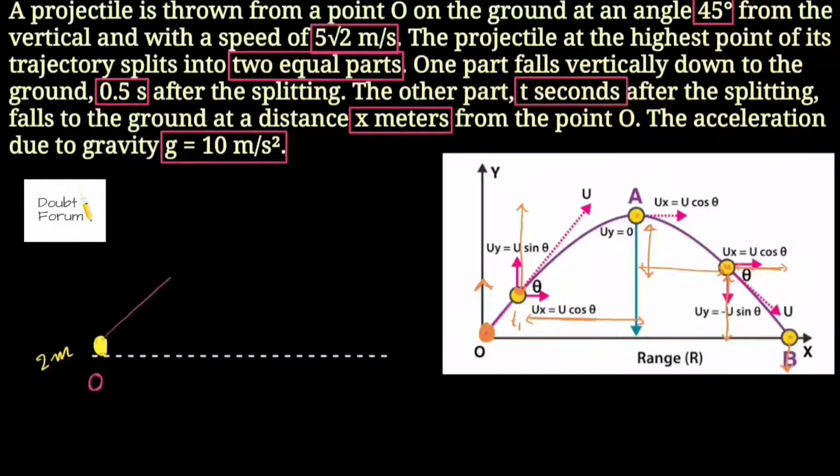So this object is being projected with a magnitude of velocity as 5 root 2, and this is making an angle of 45 with the vertical direction. This angle is 45 degree.